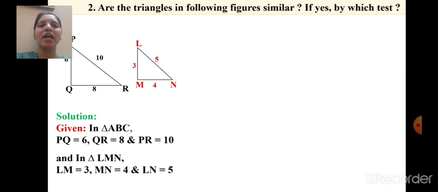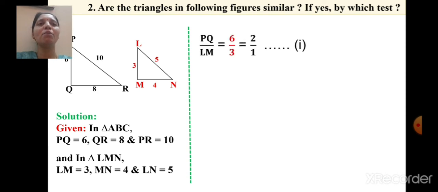Same way triangle LMN. In triangle LMN, LM is given as 3, MN is given as 4 and LN is given as 5. Now 3 corresponding sides are given here. That means you can apply here side test. For that their corresponding sides should be in the same proportion. So let's find out the ratio of their corresponding sides. So which are the corresponding sides here? First PQ and LM. This is the first pair of corresponding sides, right?